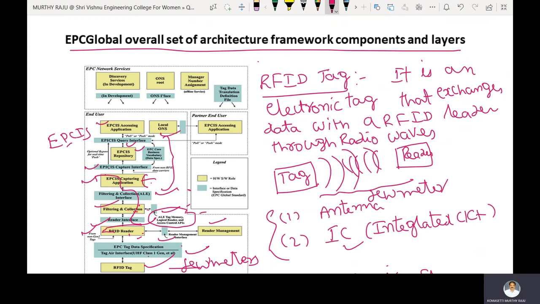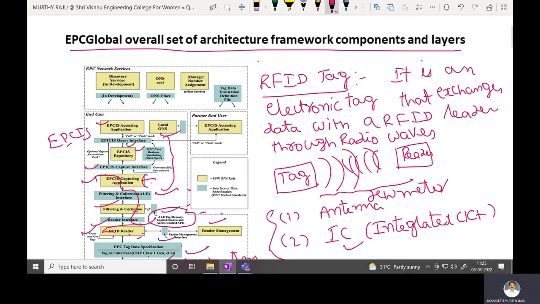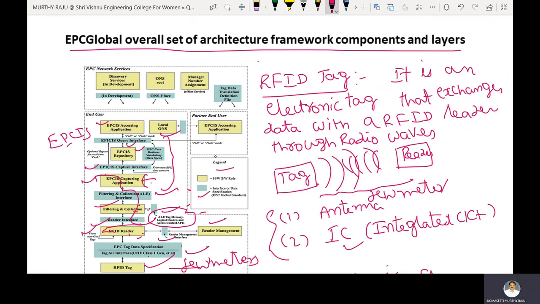Coming to ONS. Here some H/W/S-W role means hardware and software role. This blue color indicates interface or data specifications. This one is really the heart of the structure. Next one, push or pull data, pushing the data or pulling the data. This is the partner end user. That total information is shared by these end users.